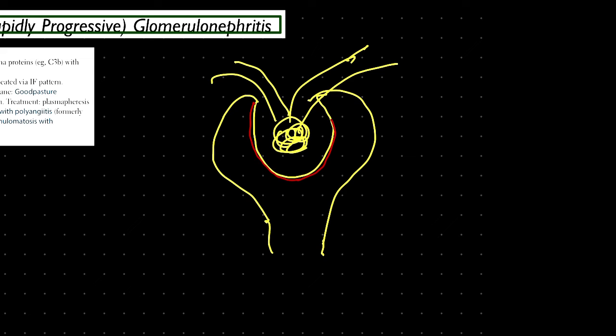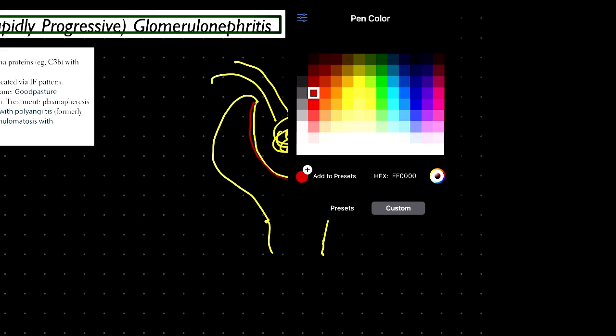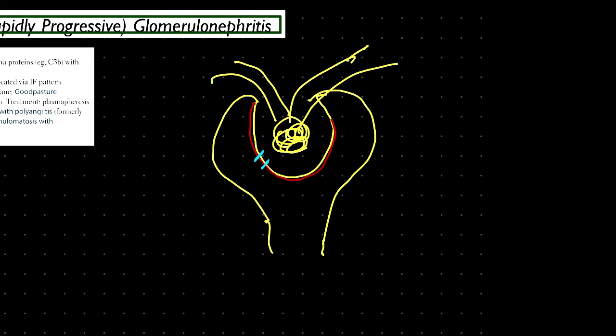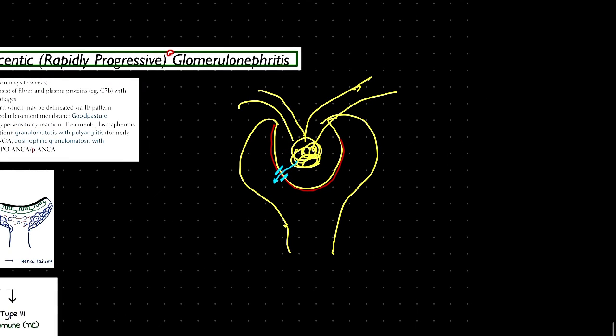As there is damage in our basement membrane, there will be leakage and infiltration of inflammatory cells. This is our glomerulus. What is going on here? There is inflammation. What are we talking about? We are talking about glomerulonephritis. What is this? Itis. It is inflammation in our glomerulus.